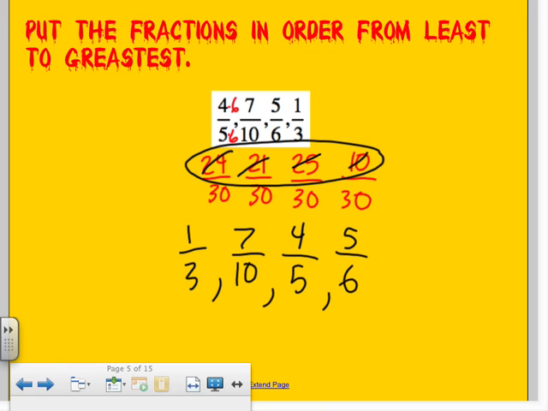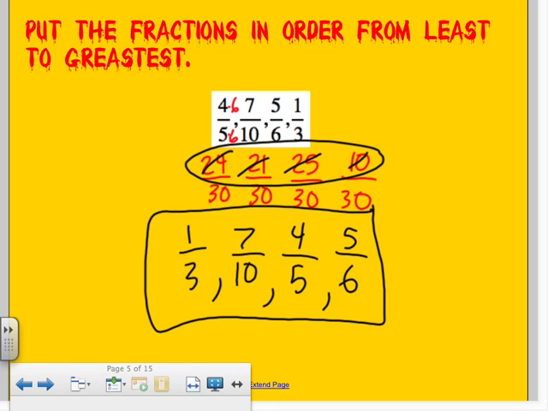So some of these are very similar, very close. So it's helpful to find that common denominator to make sure you're putting them in order and not just guessing what looks the smallest, what looks the biggest.